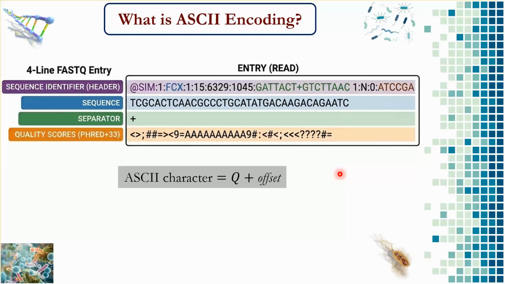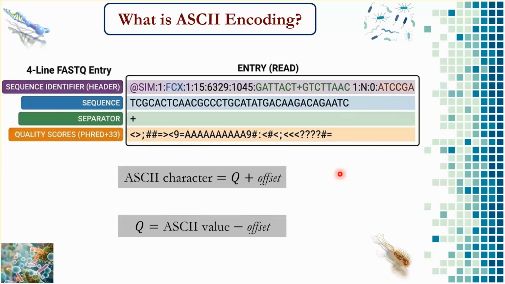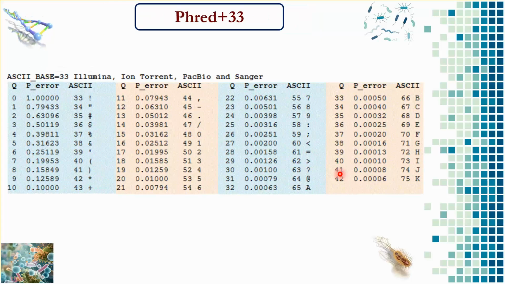Since each ASCII character corresponds to a numeric ASCII value, we can get the actual quality score using a simple formula: Q equals ASCII value minus offset. We will discuss the offset in detail later. Now, what is Phred plus 33? In modern sequencing, we use Phred plus 33. In this system, the Phred quality score is converted into an ASCII character by adding an offset of 33.